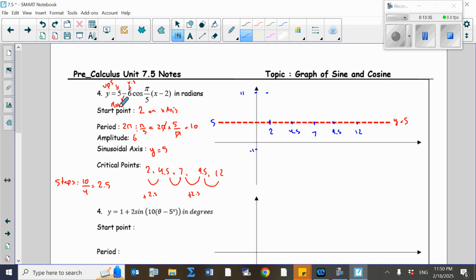So the function is supposed to be like this: high, middle, low, middle, high. But because the function is reflected over x-axis, the high point will be reflected over x-axis. So I'm going to graph the function first with dotted line, which is something like this. But then I'm going to reflect this because of this negative. So high point will be low, middle will be the same, low point will be high, middle is the same, and high point will be low. So this is the graph of my function.